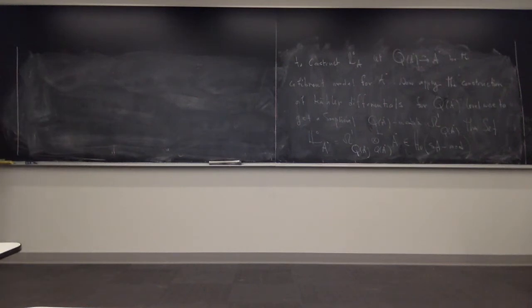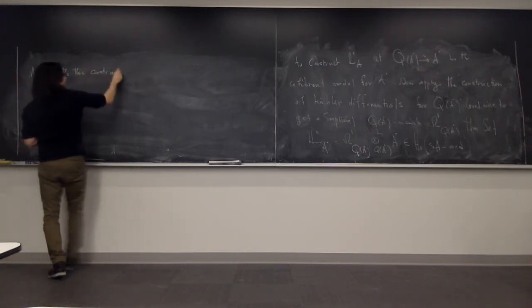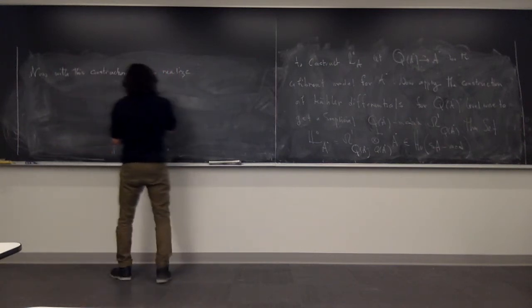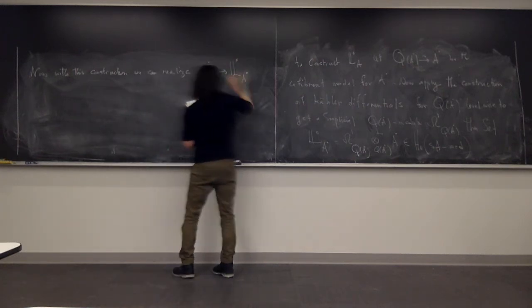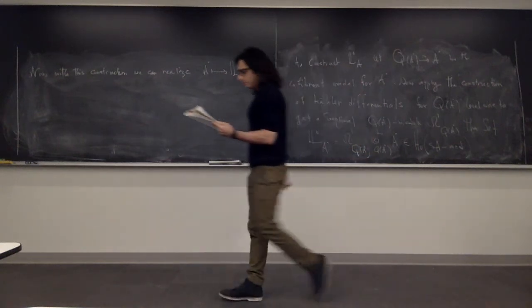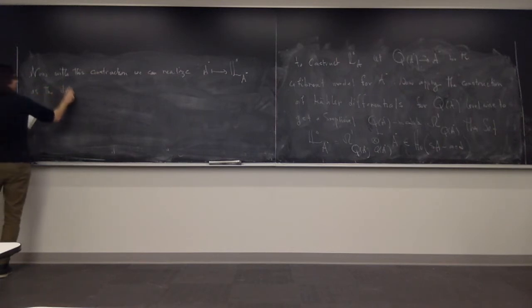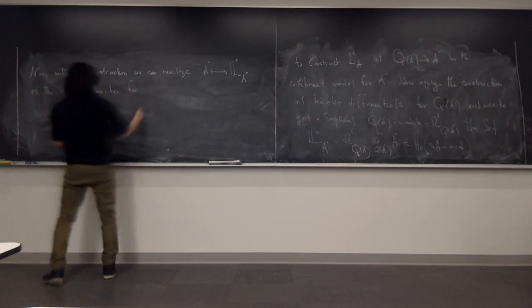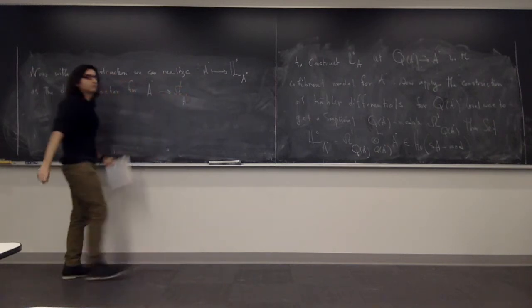So now, with this construction, we can realize in this map A dot to the cotangent complex of A dot as the derived functor for that.